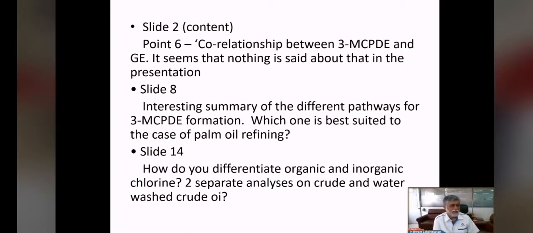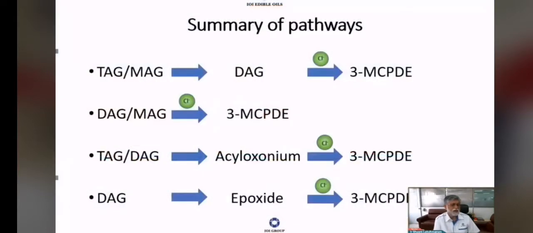Now, I think in both Engineer Mervin's and mine, you'll see that there's a lot of emphasis given on the DAG. So basically, DAG is one of the major contributors to forming the MCPD. If you look at the first line, the second line, the third line, the fourth line, you'll find it's all DAG. If you look at most literature, there's 3 to 7% DAG in CPO. So this is one of the major pathways for formation of 3-MCPDE.